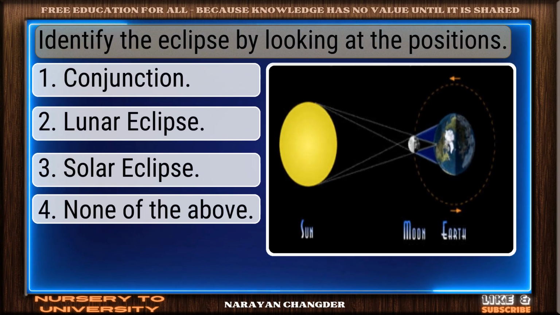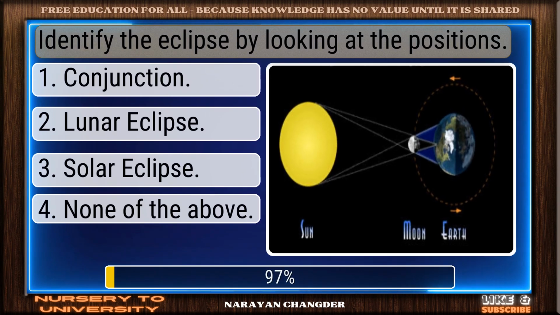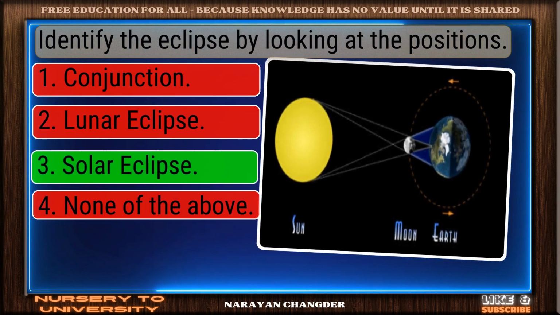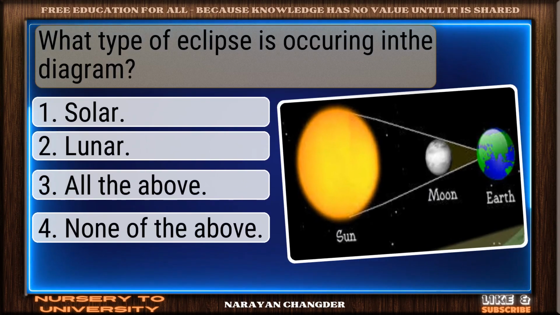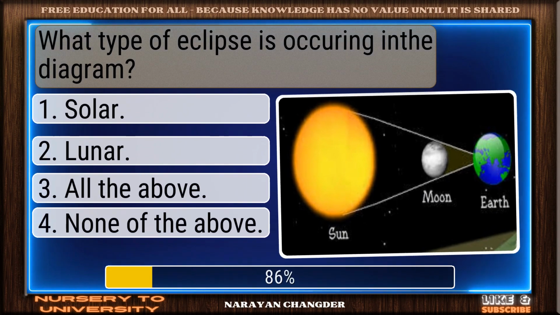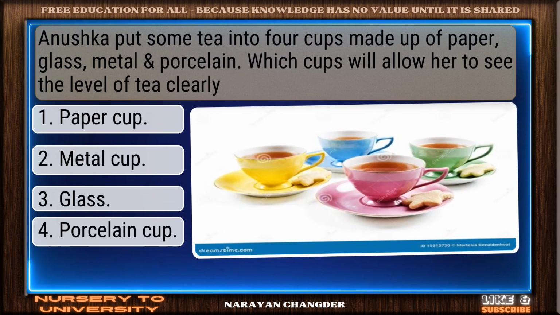Identify the eclipse by looking at the positions. Good job. Your answer, solar eclipse, works well here. What type of eclipse is occurring in the diagram? Right choice. Solar is the best answer.